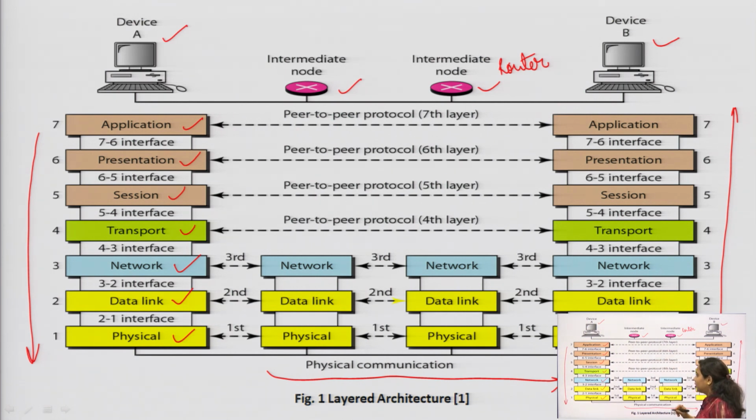layer and 7th layer. So, these points have to be kept in mind, and also there will be an interface that has to be set up between any 2 layers, maybe the first 2 layers, 3 2, 4 3, 5 4, 6 5 and 7 6. So, this is the layered architecture.